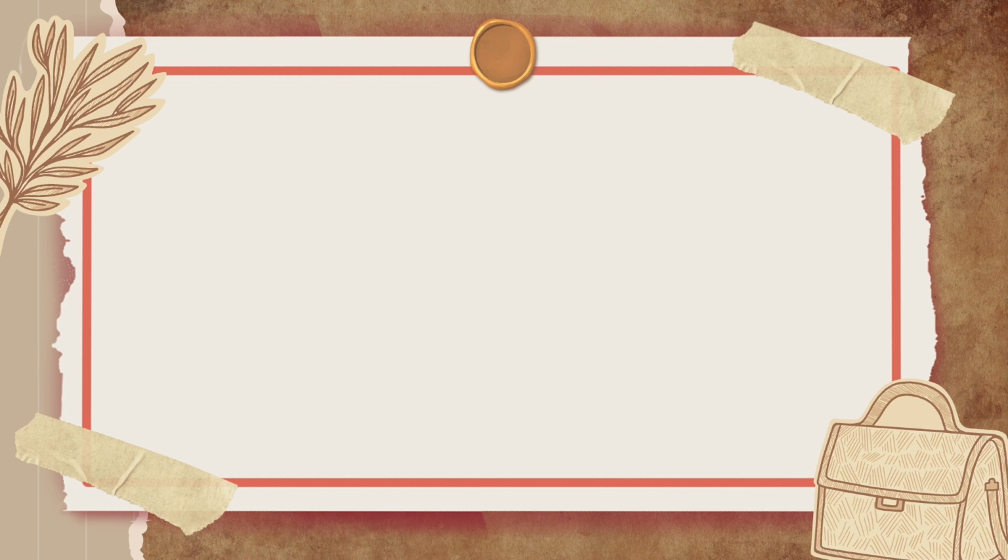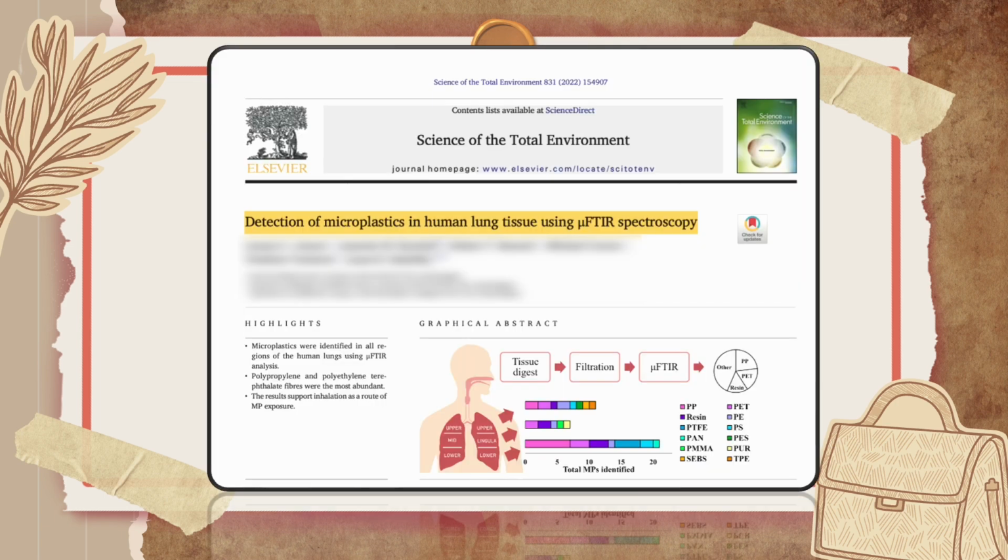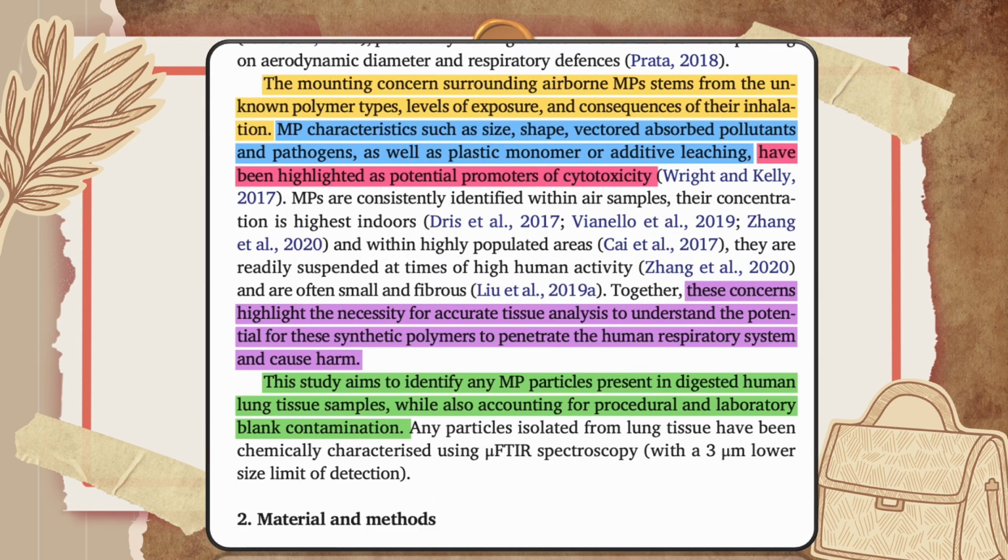Now we understand what the problem statement and the research objectives are. Let's have a look at our previous example, the detection of microplastic in human lung tissue using micro-FTIR spectroscopy. X was highlighted in yellow. The mounting concern surrounding airborne microplastic stems from the unknown polymer types, levels of exposure, and consequences of their inhalation.